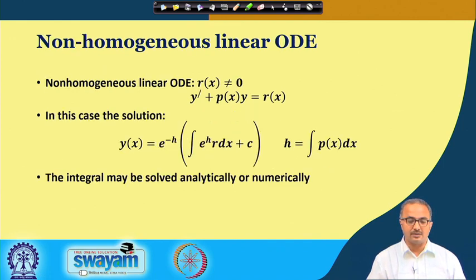Now, let us see another form, that is the non-homogeneous linear ordinary differential equation. In this case R(x) is not equal to 0, so we have this particular form. When you have this form, we can again solve it, and I am not going into the detail of the solution derivation. I am just giving you the final expression to solve it.